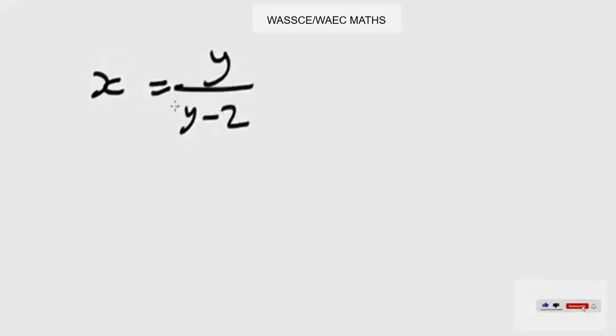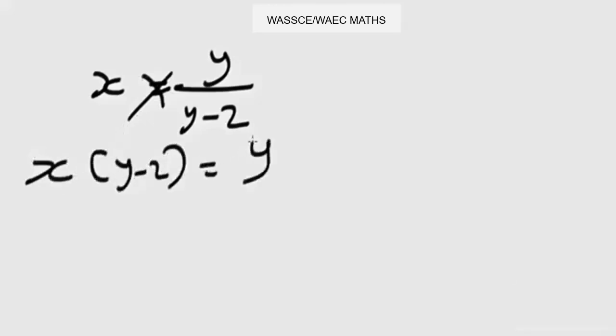Okay, now what if you are given something like this? You have x equals y over y minus z. You have to make y the subject of the formula. As usual, if we cross multiply, you're going to have x in brackets y minus z equals what? y. I want to make y the subject of the formula. So when you simplify it, you're going to have xy minus xz equals y.